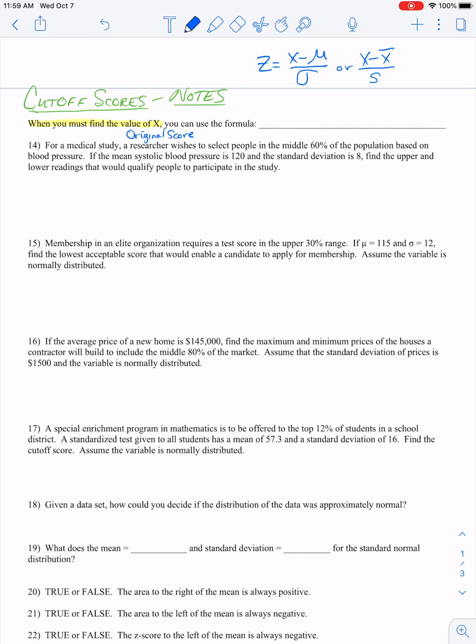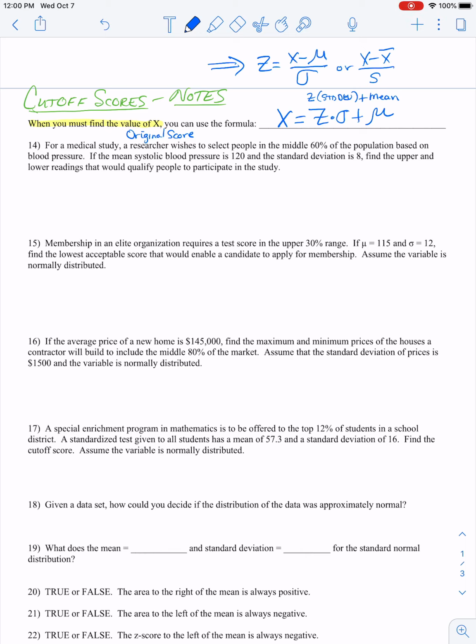you can use the formula, and I just simplified this, x equals z times sigma plus mu, okay? Or in other words, the z value times the standard deviation plus the mean. Okay, and that'll give you your original value. And simply what I did was, if you can see up here above, I multiplied both sides by the standard deviation and added the mean in solving for x.